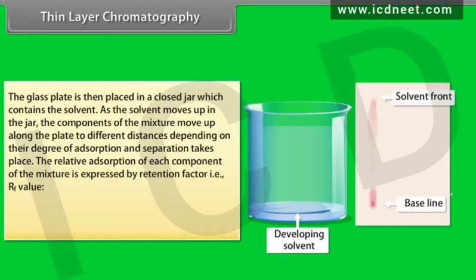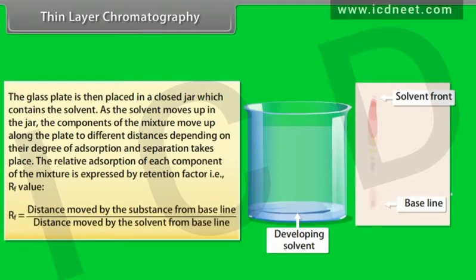The relative adsorption of each component of the mixture is expressed by the retention factor, that is the RF value, which can be given as RF is equal to the distance moved by the substance from the baseline divided by the distance moved by the solvent from the baseline.